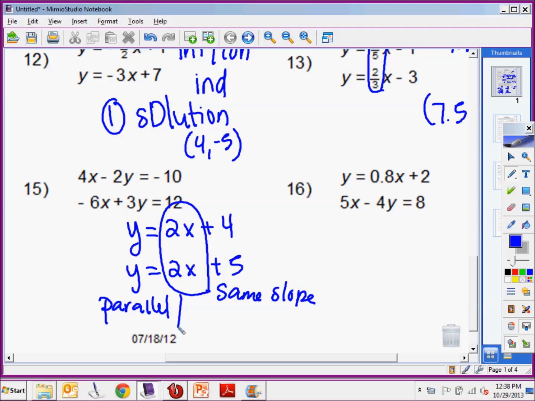If I'm parallel, what does that make me? It makes me inconsistent. And it also makes me have a what? No solution. So I have an empty set.